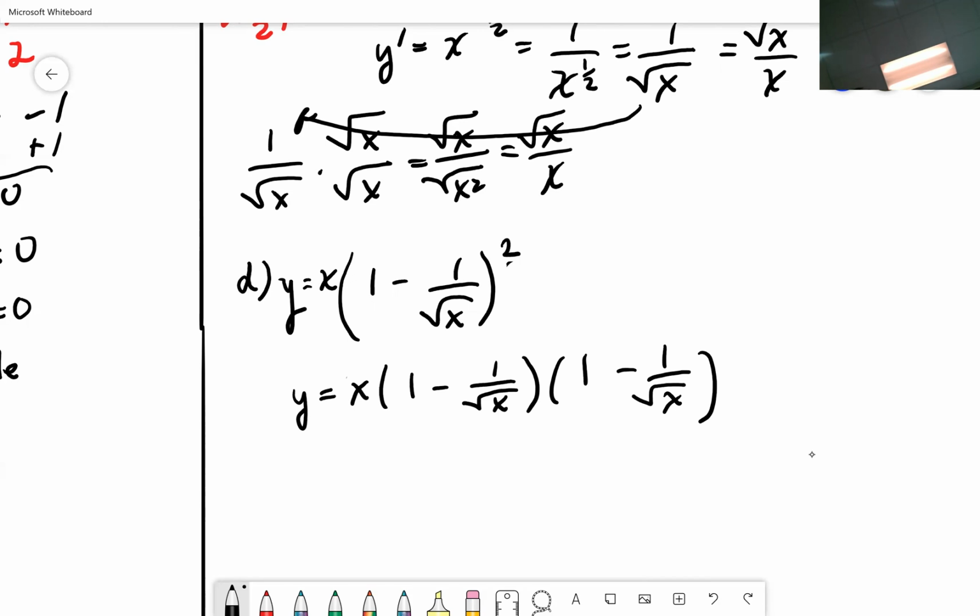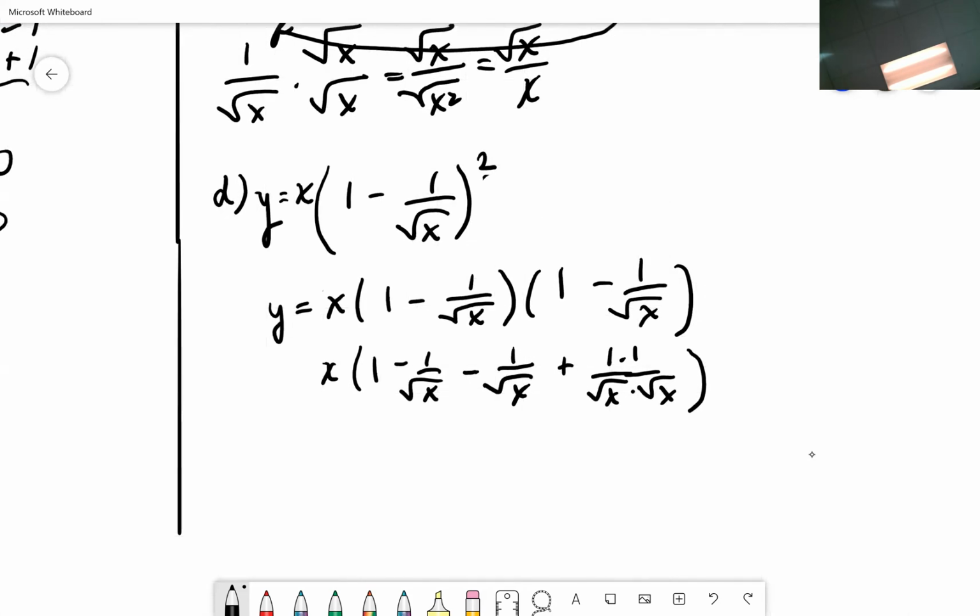1 times 1 is 1. 1 times negative 1 over square root of x is negative 1 over square root of x, sorry. And then the other one comes out to negative 1 over square root of x. And then you have plus 1 over, I'll just write it out so you can see what it is. This is what you got. When you do FOIL, that's what you get.